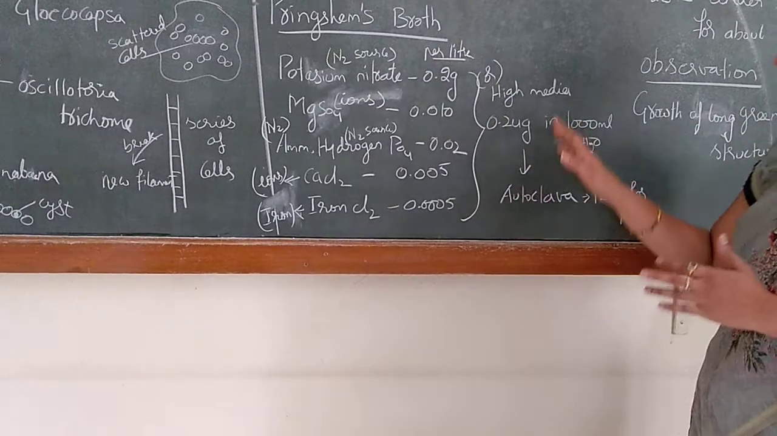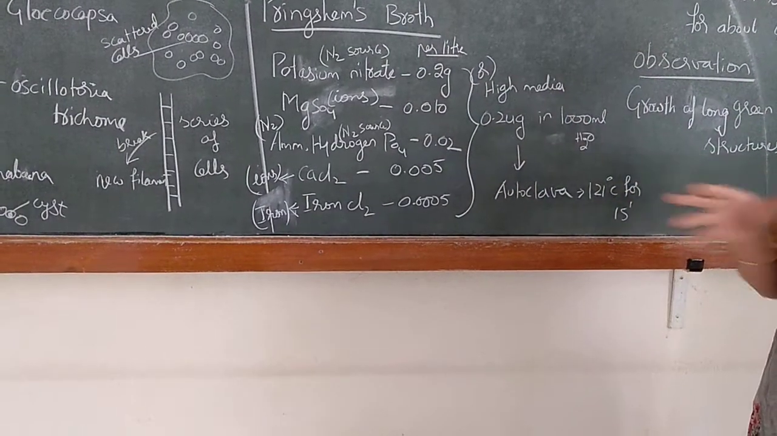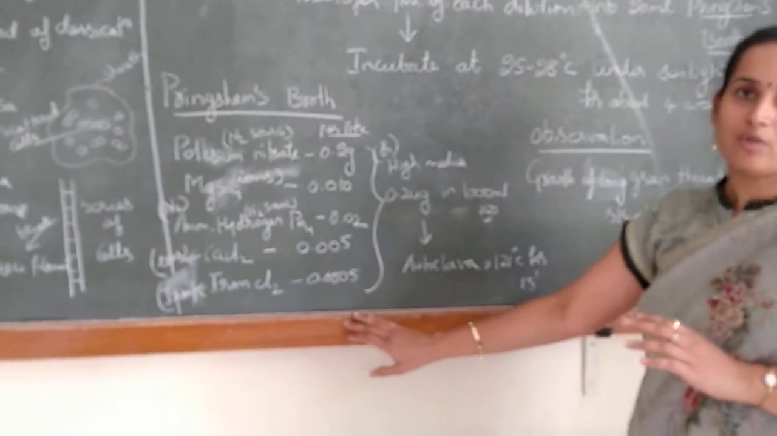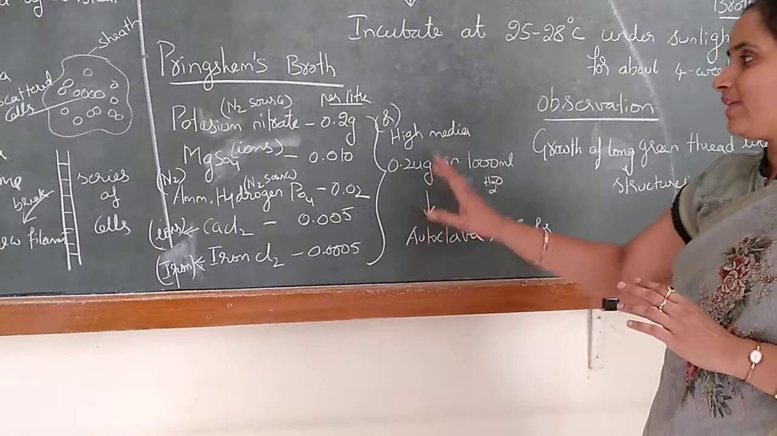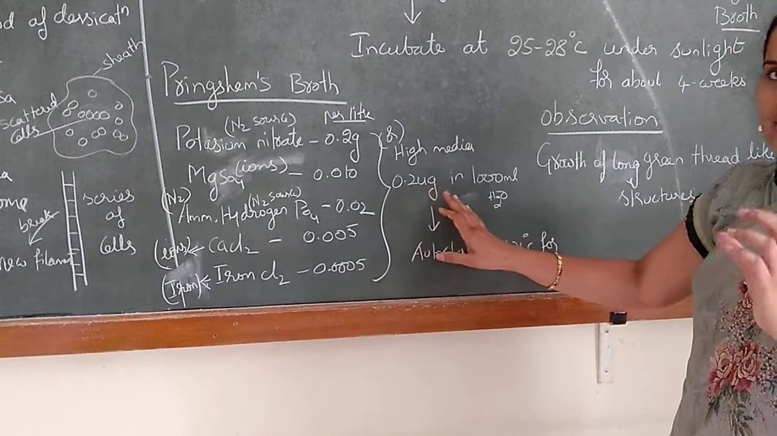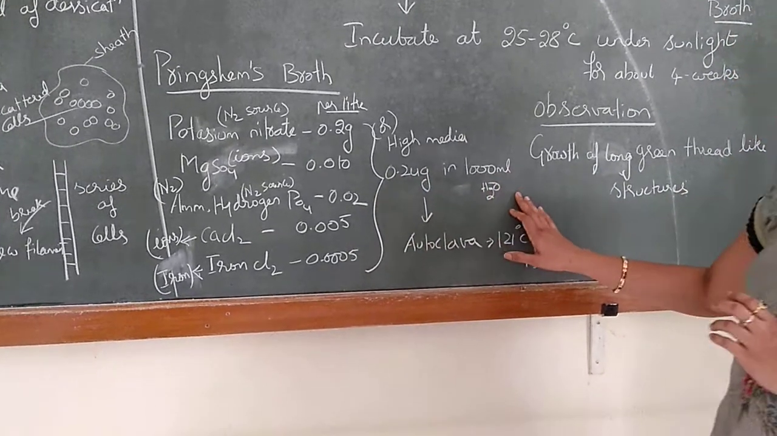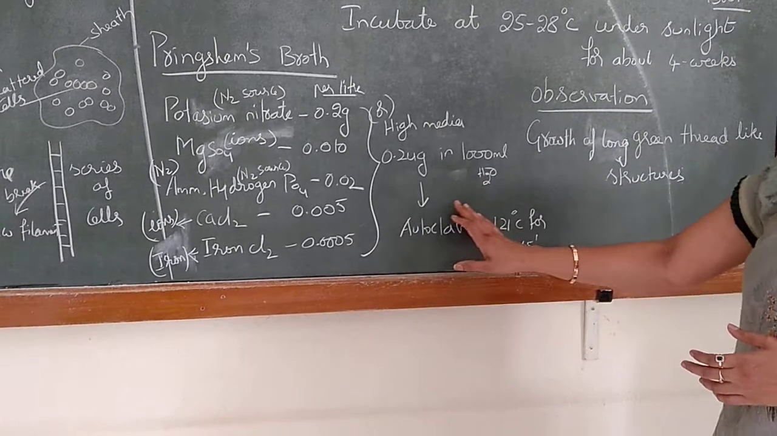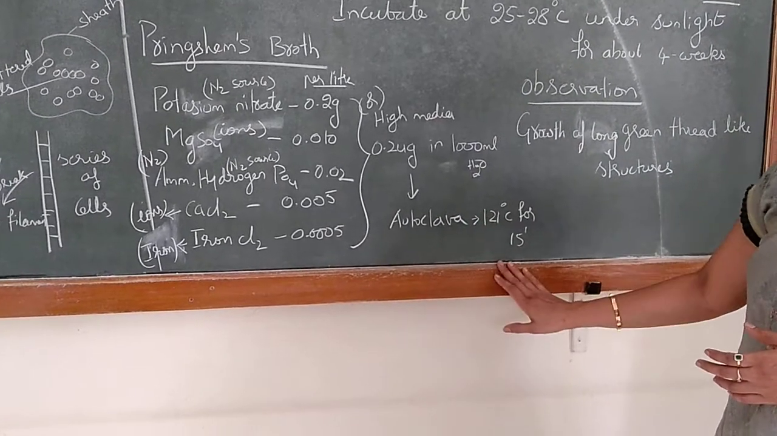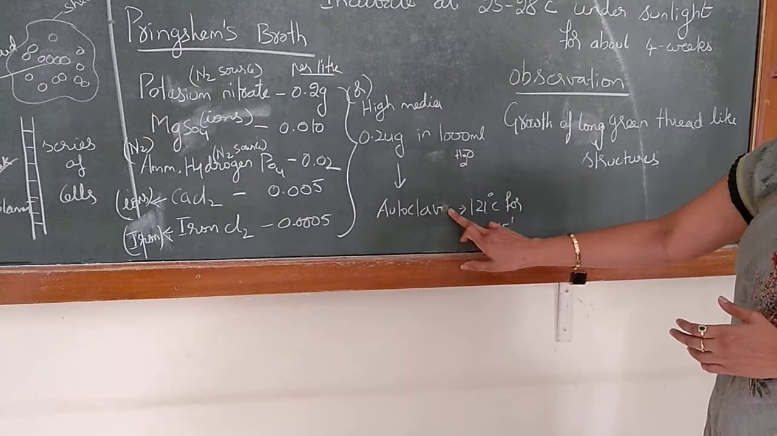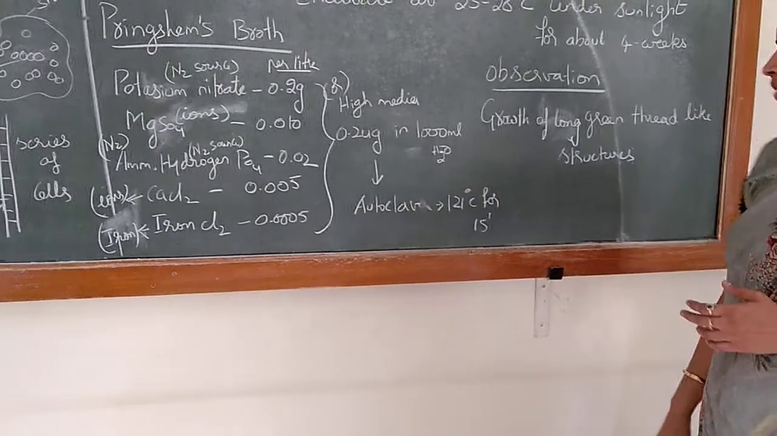But if you are going with HiMedia, where all the ingredients are already mixed, there is no need to go with the individual composition. When you are using HiMedia, it is very simple: 0.24 grams of that media has to be dissolved in 1000 ml water. That will make the Pringsheim's broth. Obviously, at last we need to go for sterilization, that is autoclaving at 121 degrees centigrade for 15 minutes.